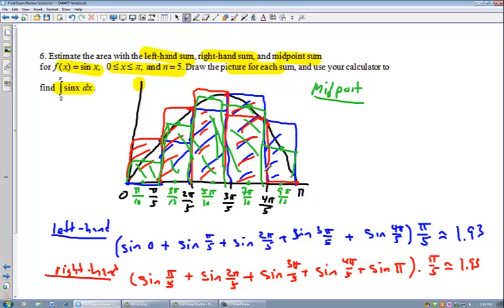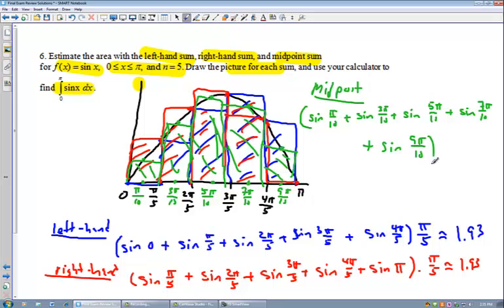So we're going to figure out the areas of each of these little rectangles. I'm going to take the sine of pi over 10. I'll multiply this whole thing by pi over 5 to get those areas, plus the sine of 3 pi over 10, plus the sine of 5 pi over 10, plus the sine of 7 pi over 10, plus the sine of 9 pi over 10, and then I'll multiply that all by pi over 5, and that'll give me my approximate area.